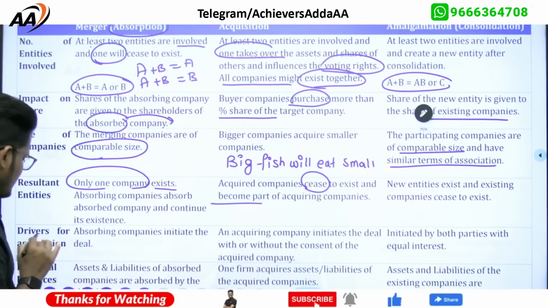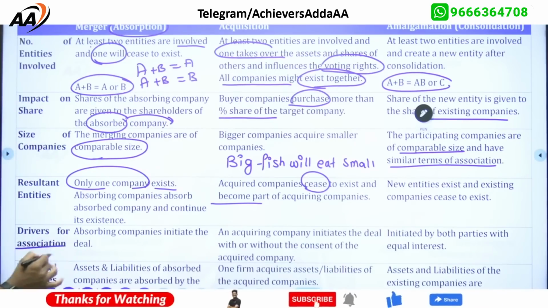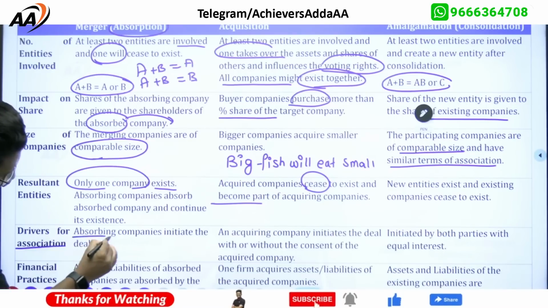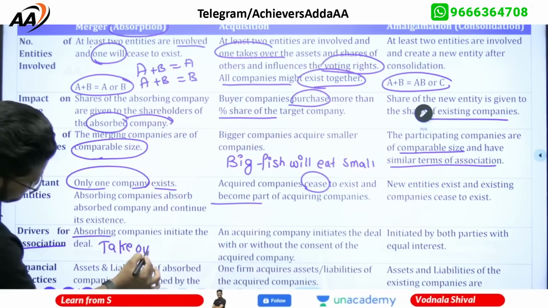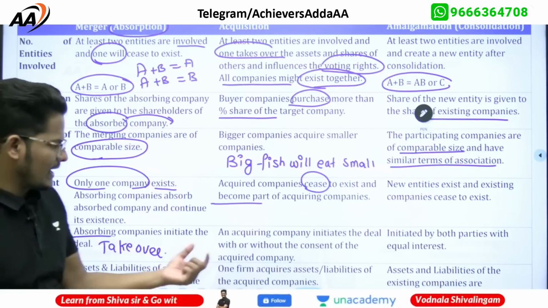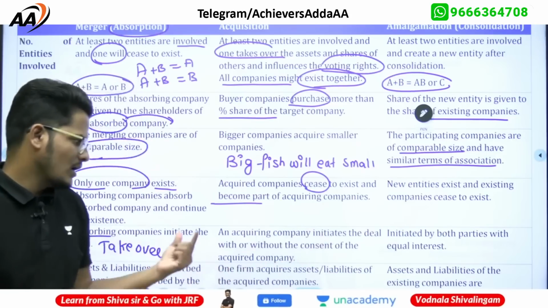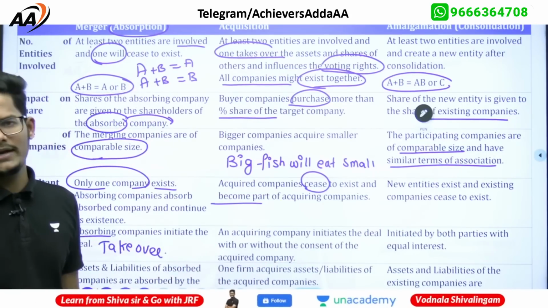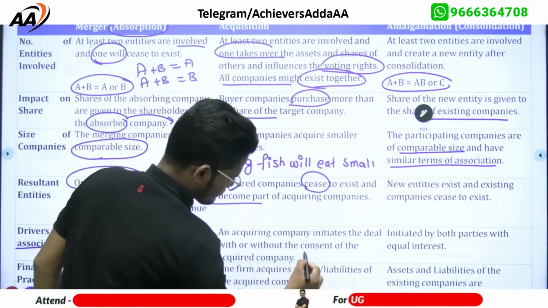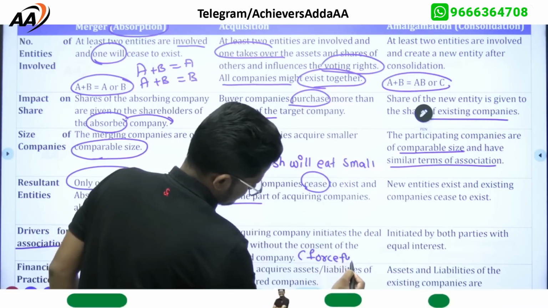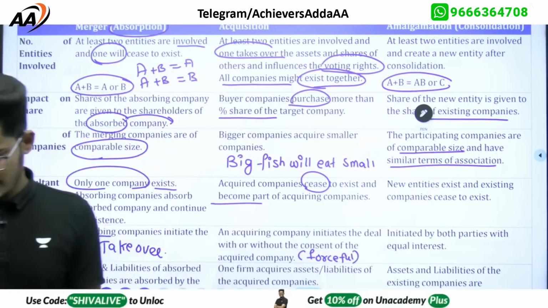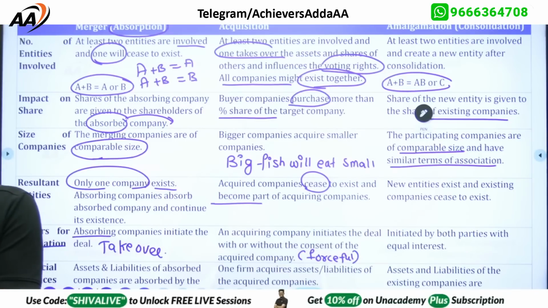Absorbing companies initiate the deal. Here, drivers for the association: who will initiate? The absorbing company who wishes to take over. And an acquiring company initiates the deal with or without the consent of the acquired company. Here hostile takeover, forceful action.